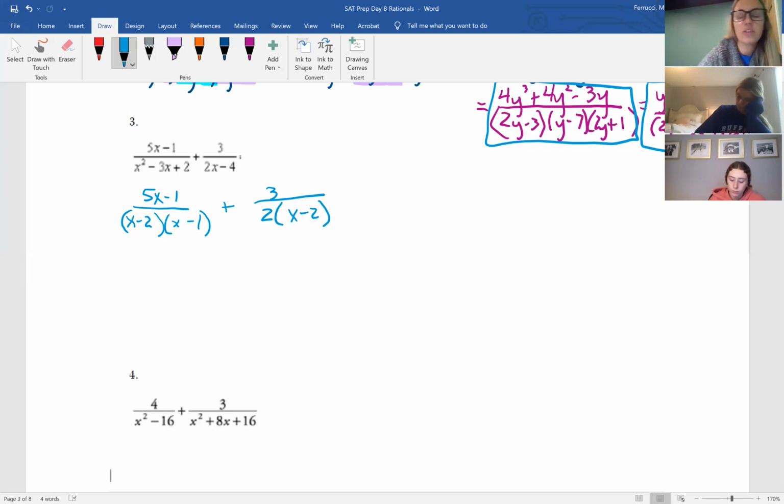So now let's look at the factors that they have in common and the ones that they're missing. The x minus 2, they both have. But the left-hand side has an x minus 1. The right-hand side does not. So you would want to multiply both the top and the bottom by x minus 1. So now they both have an x minus 1 in the denominator.